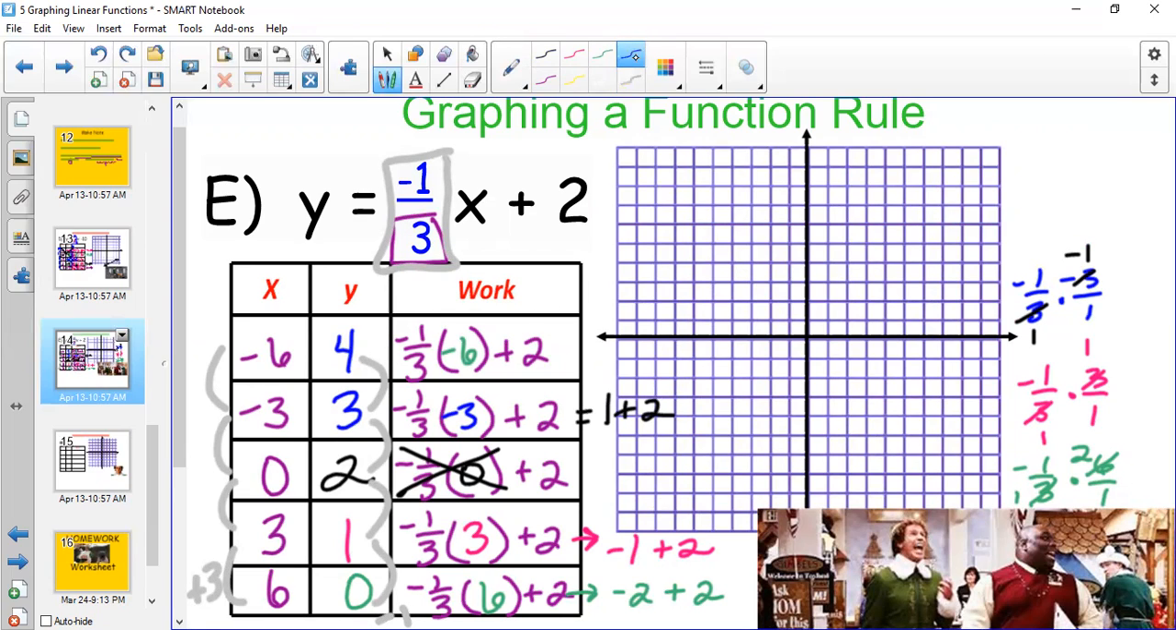But let's go ahead and plot our points. So we would go left 6, up 4 for the first point, (-6, 4). So left 6, up 4. The next point is (-3, 3). So left 3, up 3. Then we have (0, 2), which is just up 2. Then we have (3, 1), which is right 3, up 1, and then we have (6, 0), which is just right 6. And this would be our graph of this equation.